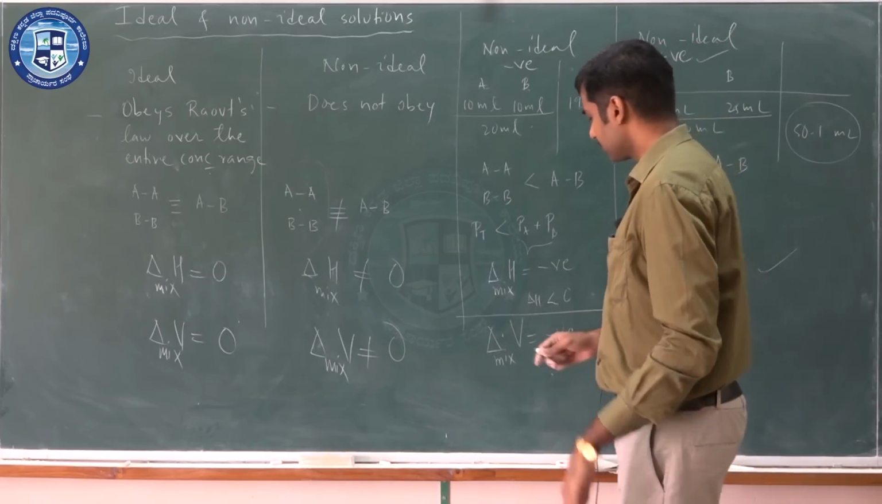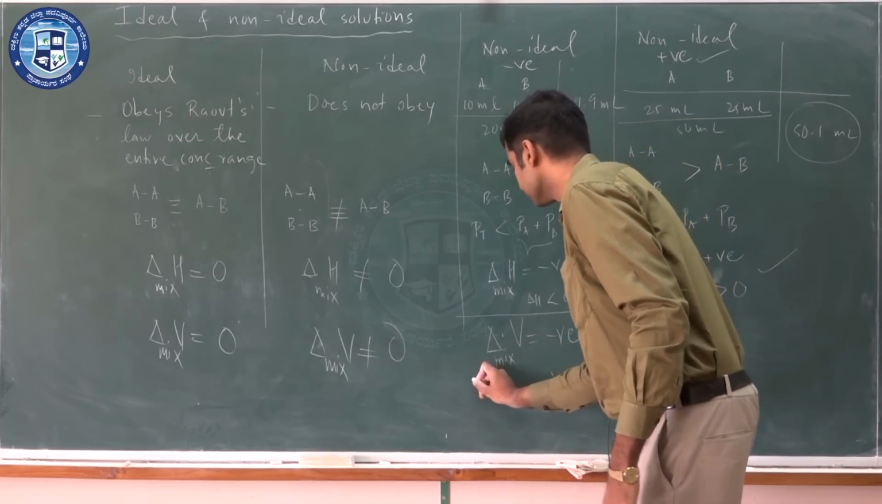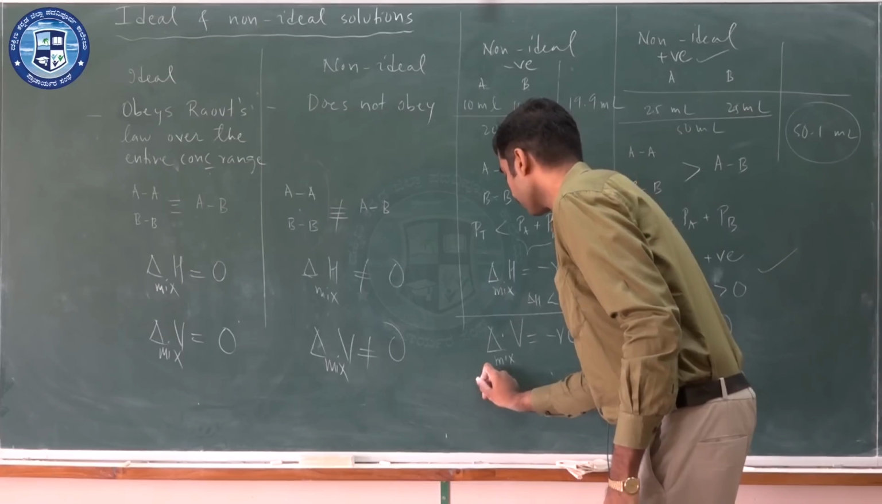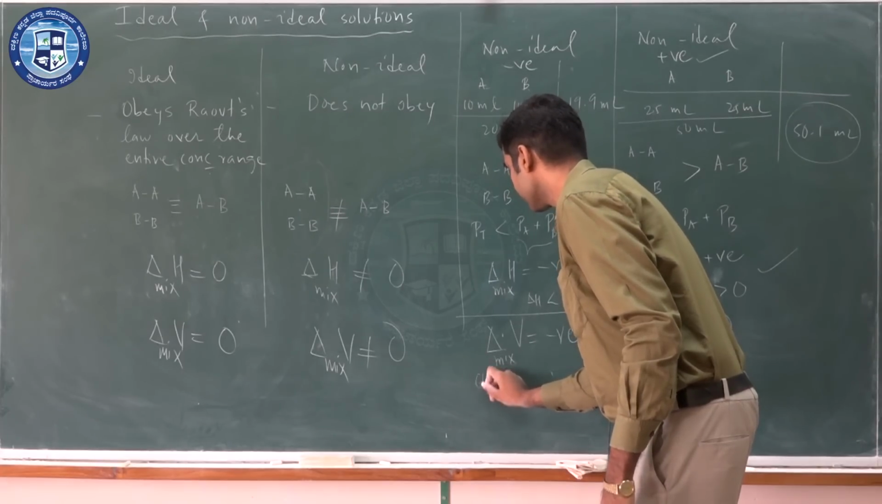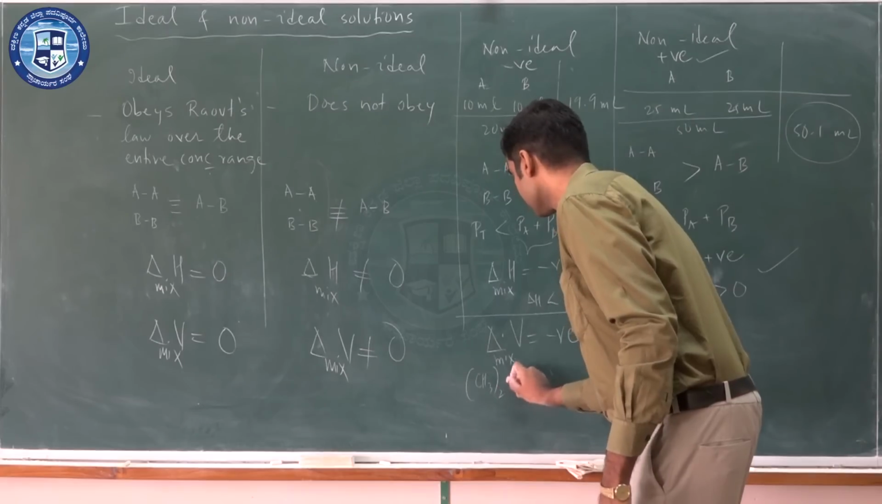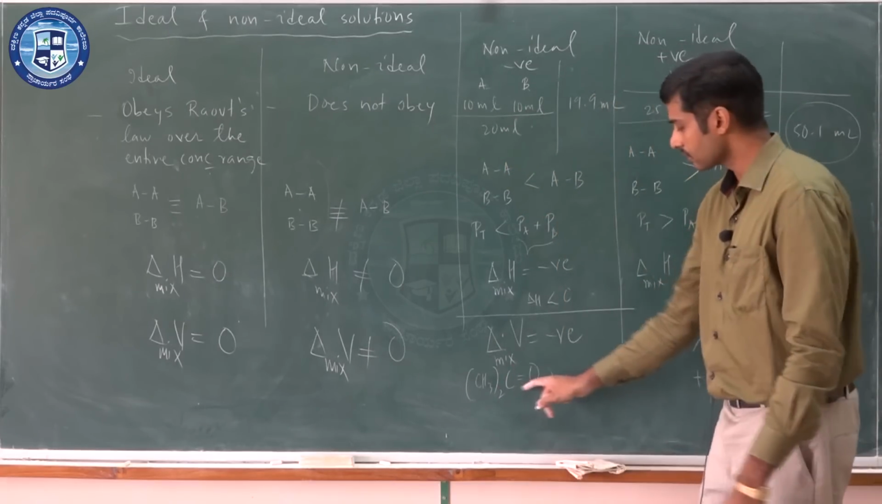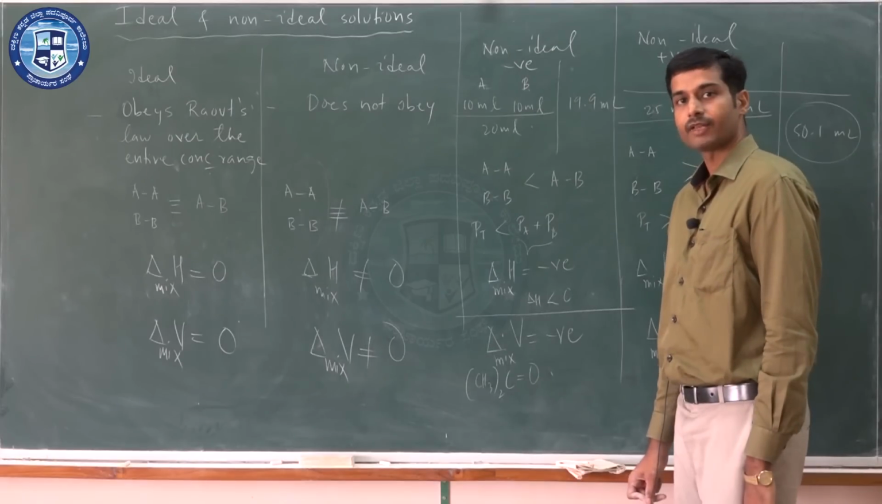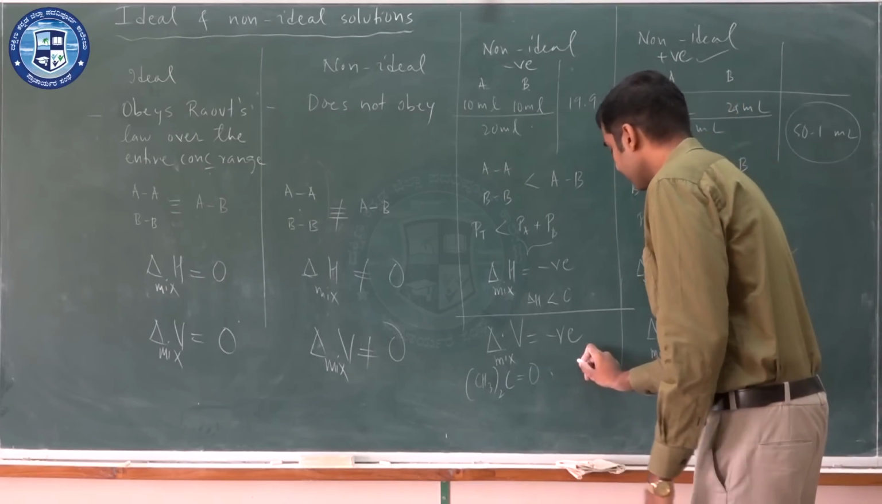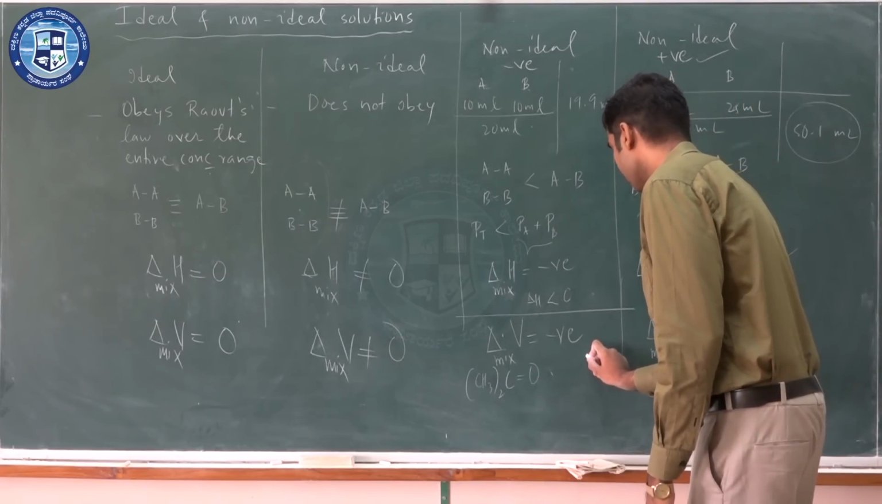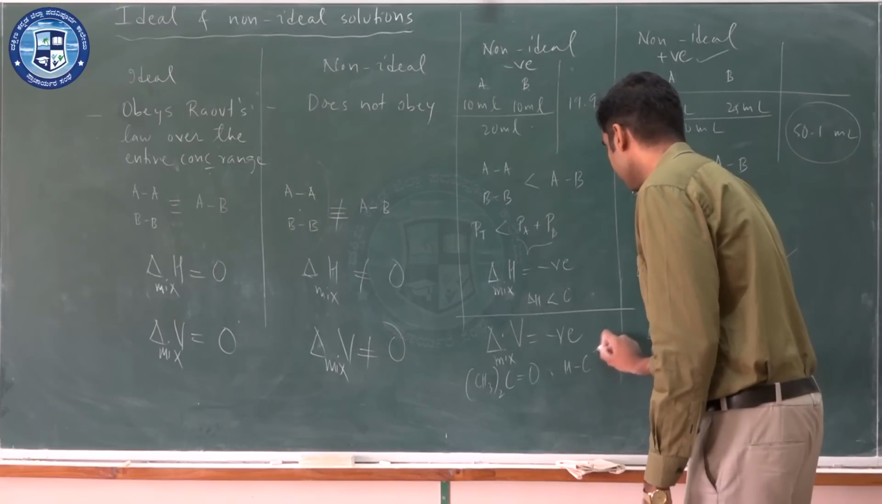Let me take this mixture of acetone and chloroform. Acetone is CH3 twice C double bond O. So, this is a ketone, contains a carbonyl group. Let me take the second component as chloroform. Chloroform is CHCl3.